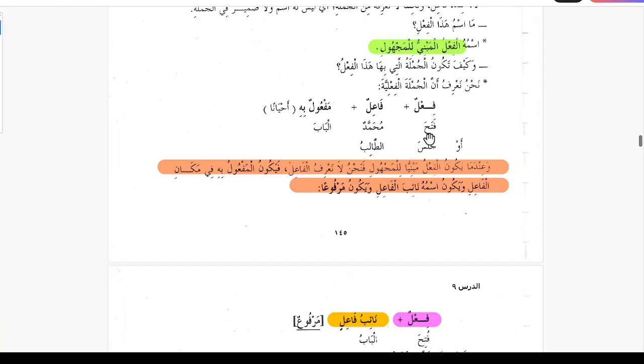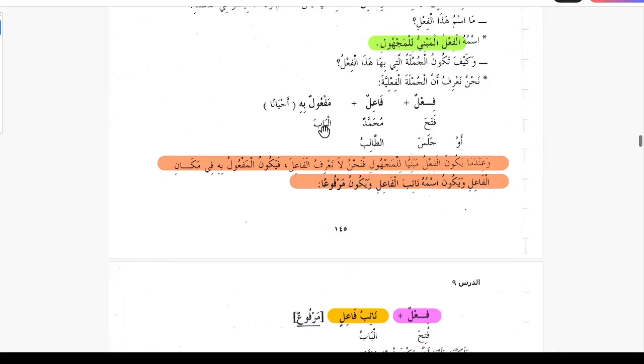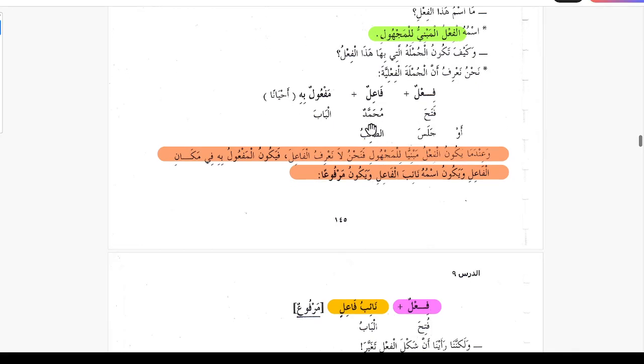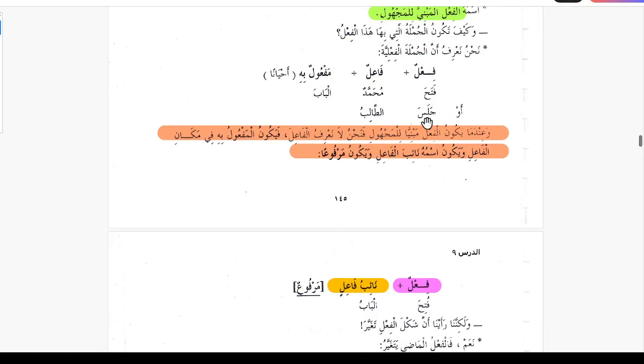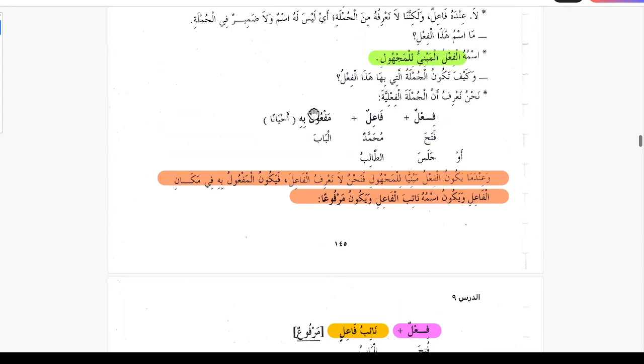For example, when we say Fataha Muhammadun al Baba, Muhammad opened the door. So Fataha is the fail, Muhammad is the file who opened, and what was opened? The door. So this is maf'ul bihi. Sometimes the maf'ul bihi is mentioned, but fail and file are always there. Here is another example. Jalasa talibu, the student sat down. The student is the file, the fail is jalasa, and in this case there is no maf'ul bihi. So this happens in the active form of the verb when there is a file.